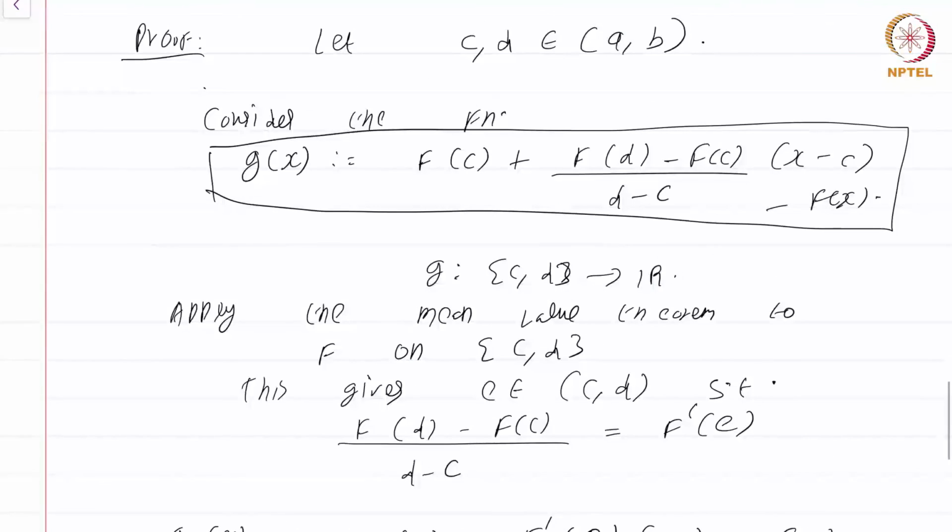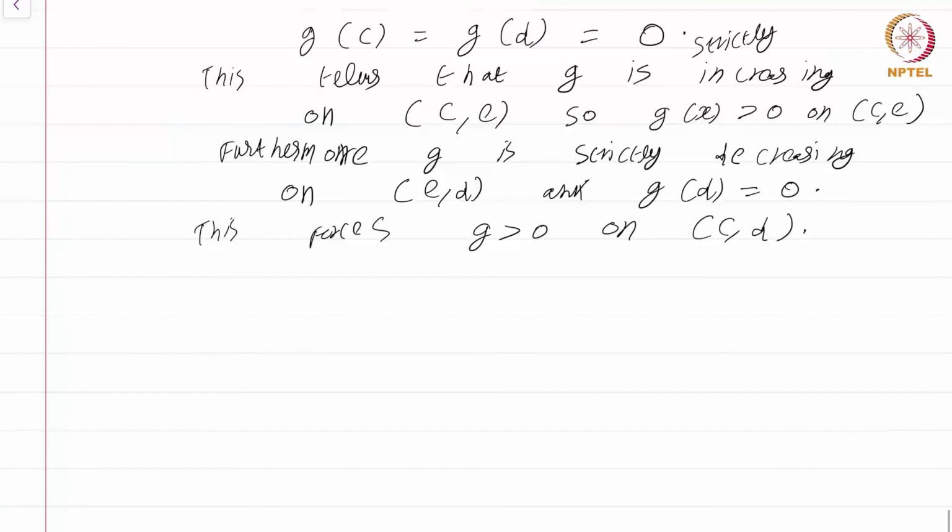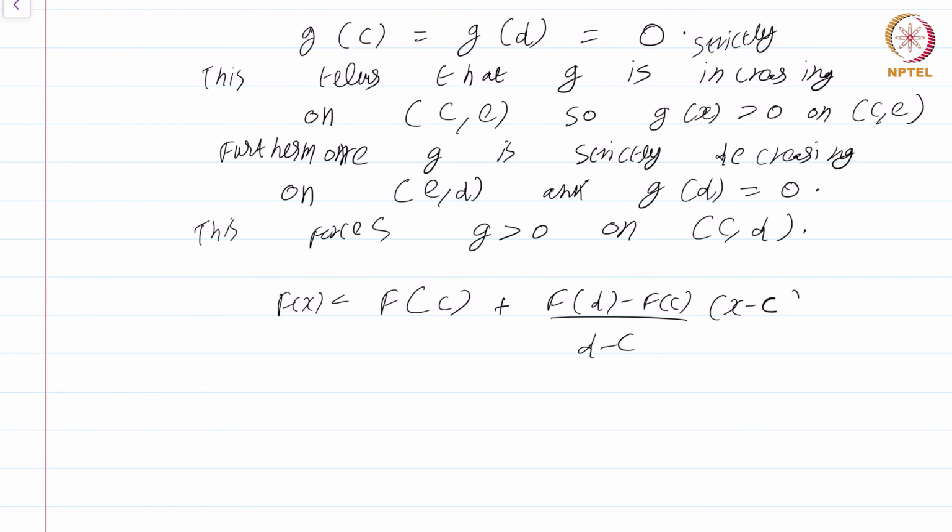In other words, the function we considered, g(x), is greater than 0, which is just going to say that f(x) is less than f(c) plus (f(d) − f(c))/(d − c) times (x − c) for all x in (c, d). In other words, f is strictly convex upwards.